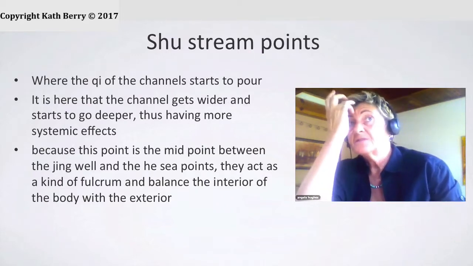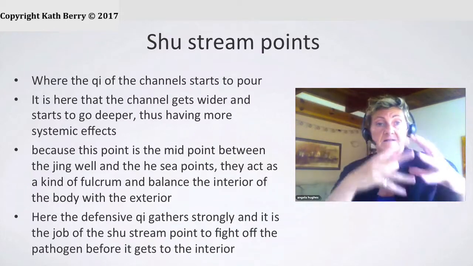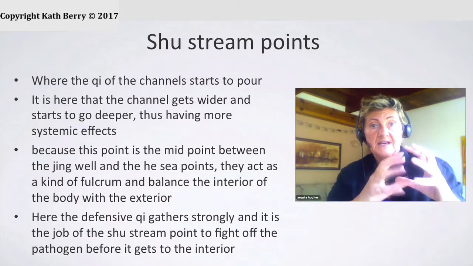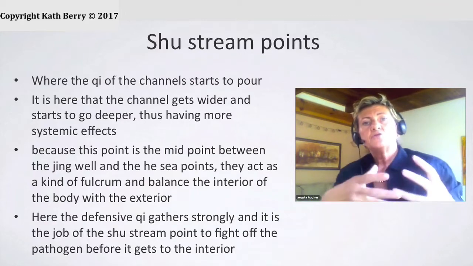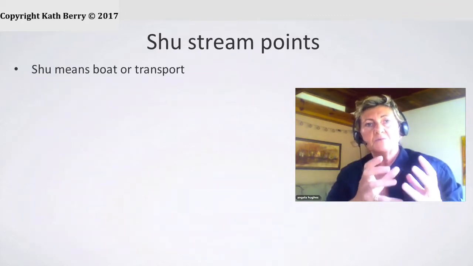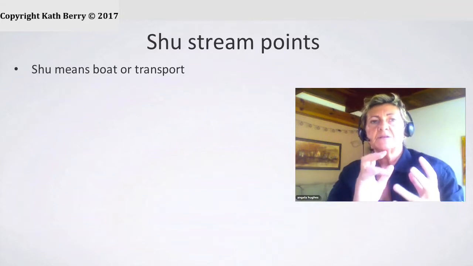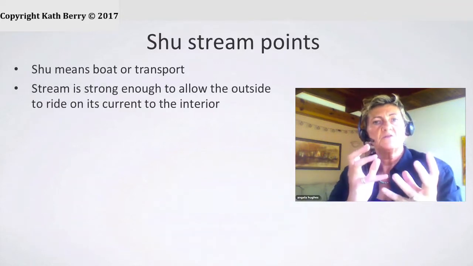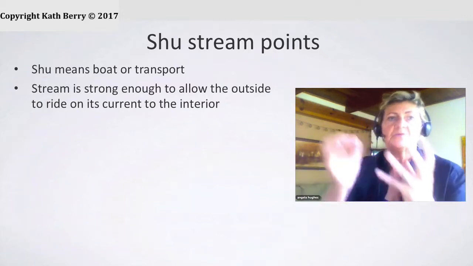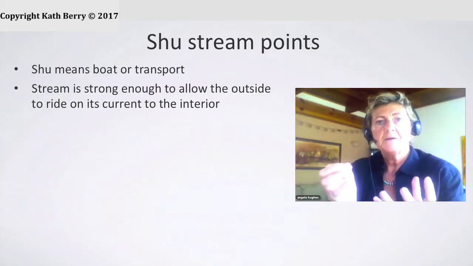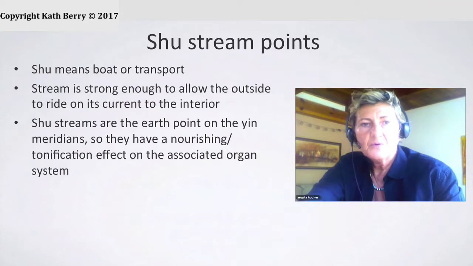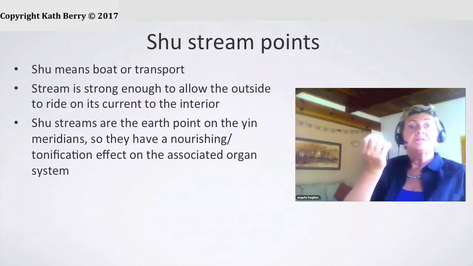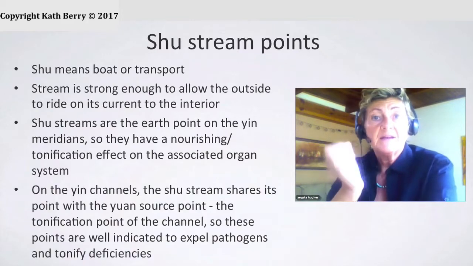So at the shu stream points, the defensive chi is pretty strong. It gathers here, and it's the job of the shu stream point to kick out the pathogen before it gets into the interior. Shu means a boat or transport. So if you think about it, it's here where the stream is strong enough to allow the outside pathogen to jump in the boat and ride on its current to the interior of the body. Also, the shu stream point on the yin meridians is the earth point, and it's also the yuan source point. So they also have a nourishing, tonification effect on the associated organ system.